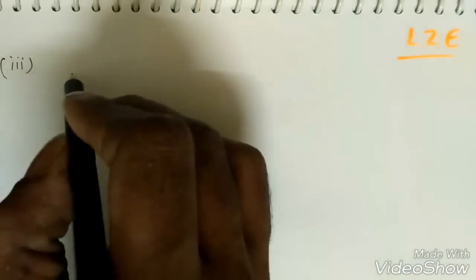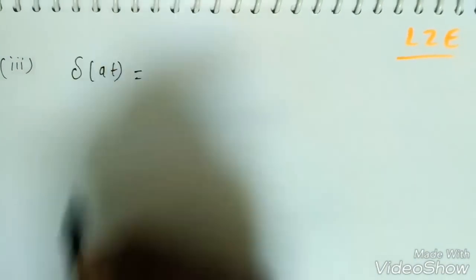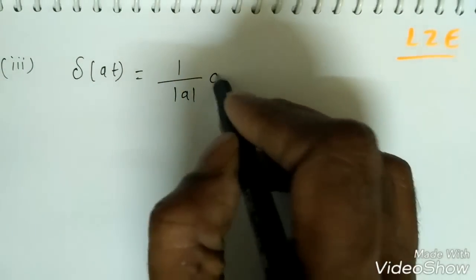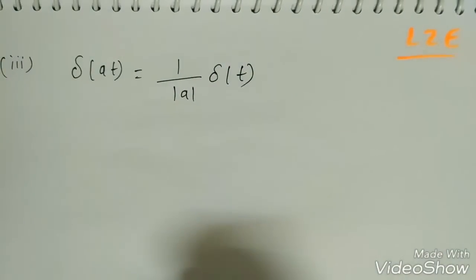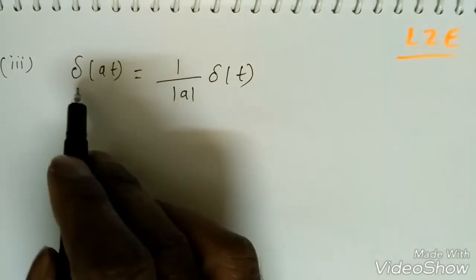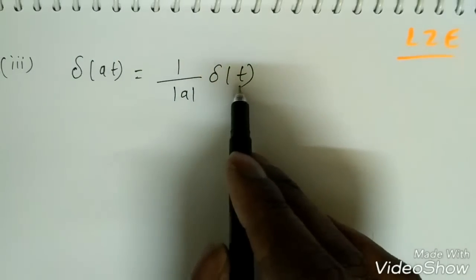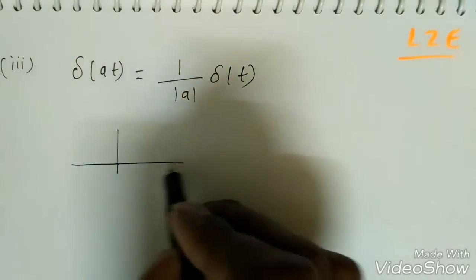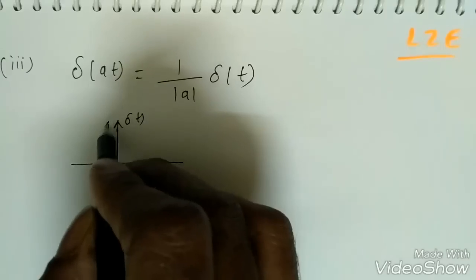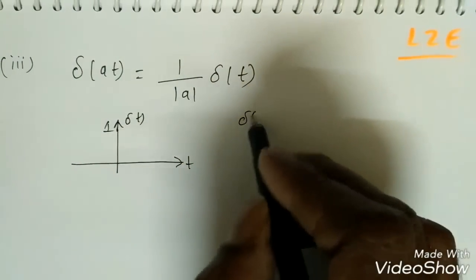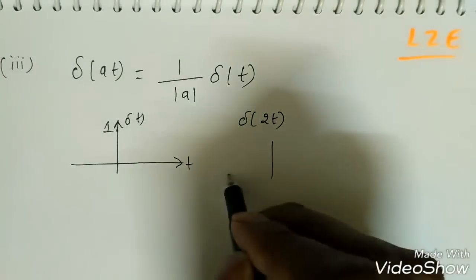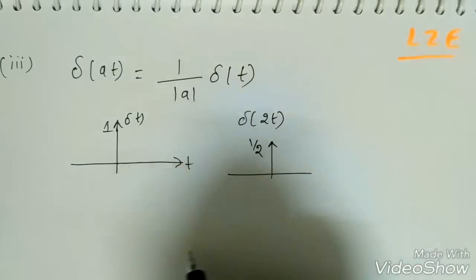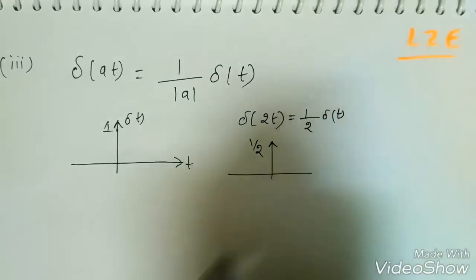Next, one more property, the scaling property, that is the third. If delta of at is there, this will be equal to 1 by mod a times delta t. So this is a very important property. If I scale the delta function, it will become like this. The time will not be changed, but only the amplitude will change. Suppose this is delta t, area is 1. If we need to find delta 2t, what value should we get? Here we will get 1 by 2 delta t. So this is 1 by 2 delta of t.